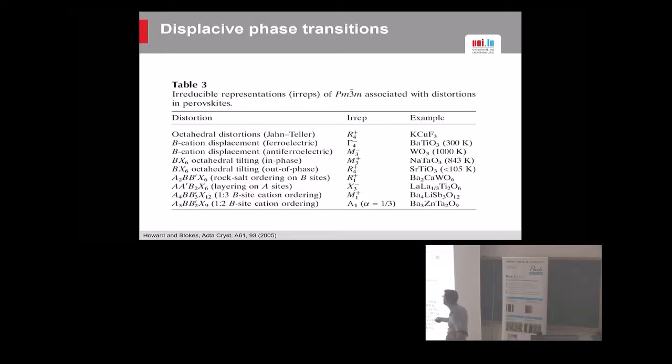It's a very long paper where you will find in particular this kind of table. And they will tell you, for example, that this Jahn-Teller distortion that they are considering in this potassium copper fluoride, that happens to be the model for Jahn-Teller, transforms like R4+. But then if you have B cation displacements that's ferroelectric, gamma 4-, we have seen that one already. If you want an antiferroelectric or antipolar distortion, M3-, and so on and so on. So you can really classify all this and analyze them on the basis of this symmetry information.